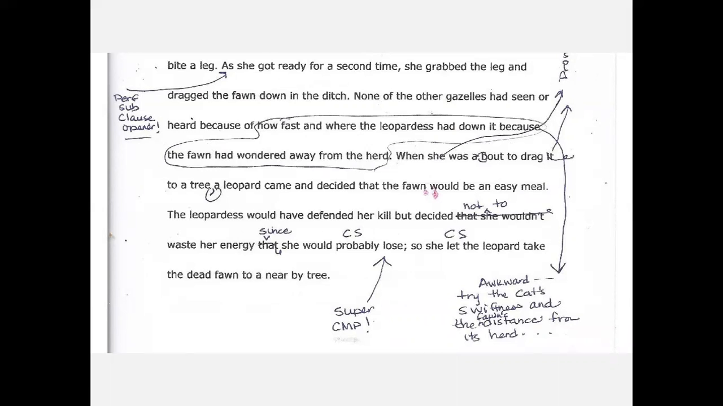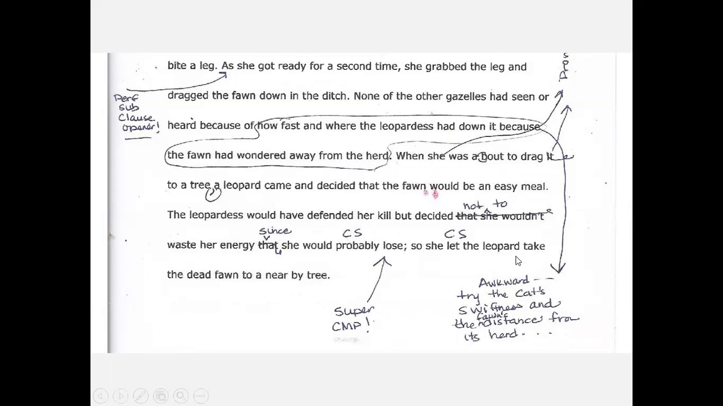All right, then the last sentence on this page: the leopardess would have defended her kill, but decided not to waste her energy, decided that she wouldn't waste her energy. Okay, that's just a little bit awkward. So: not to waste her energy since she would probably lose. Okay, and then I put super compound right there because it is a super compound, right? We have on the left, the leopardess would have defended her kill, but decided not to waste her energy since she would probably lose, semicolon. And this could have worked with a comma, so, but it's not incorrect with a semicolon.